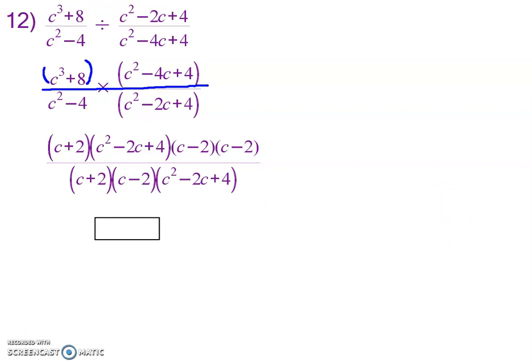Now everything is factored. We look to see on top and bottom if anything cancels. So c plus 2 reduces, c minus 2 reduces, c squared minus 2c plus 4 reduces. So it looks like all we have left is c minus 2 for our answer.